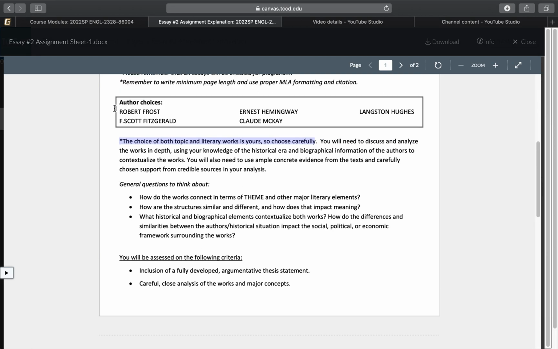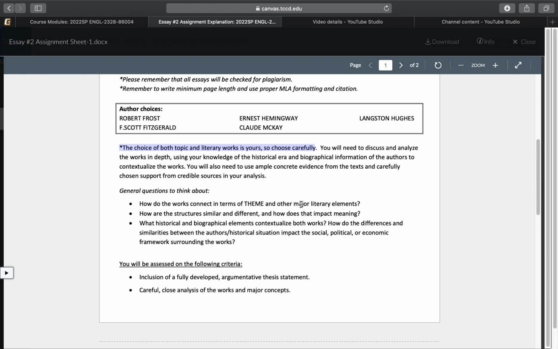I want you to choose authors and works that are of interest to you, but also what you talk about within those connections, whether that's similarities or differences. That is broad, so you can choose the things that are of most interest to you. If you really enjoy, say, the function of dialogue, and you want to talk about how dialogue is used in Fitzgerald and another text, you can do that. If you want to talk about symbolism or illusions or setting or conflict, you can absolutely do that as well.